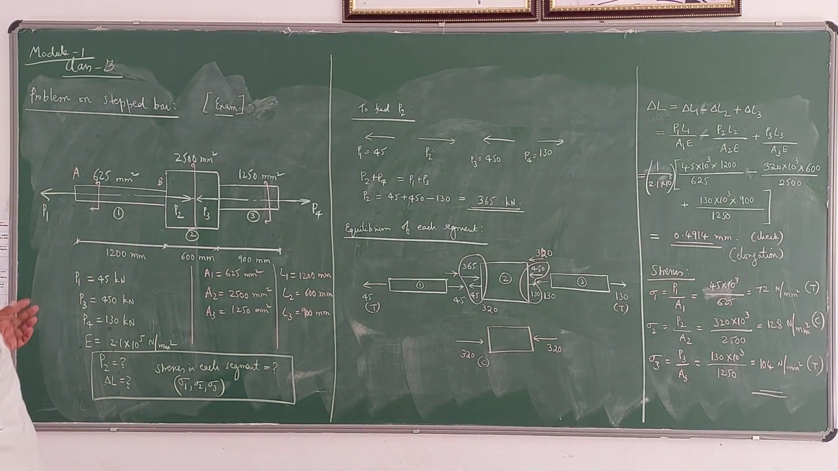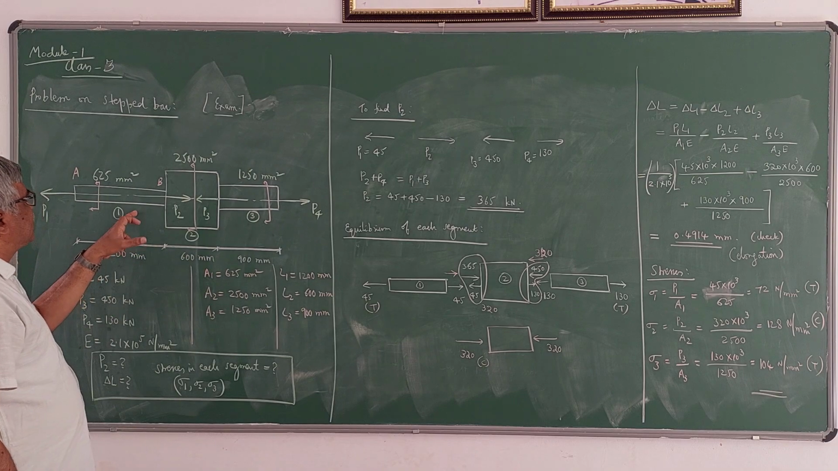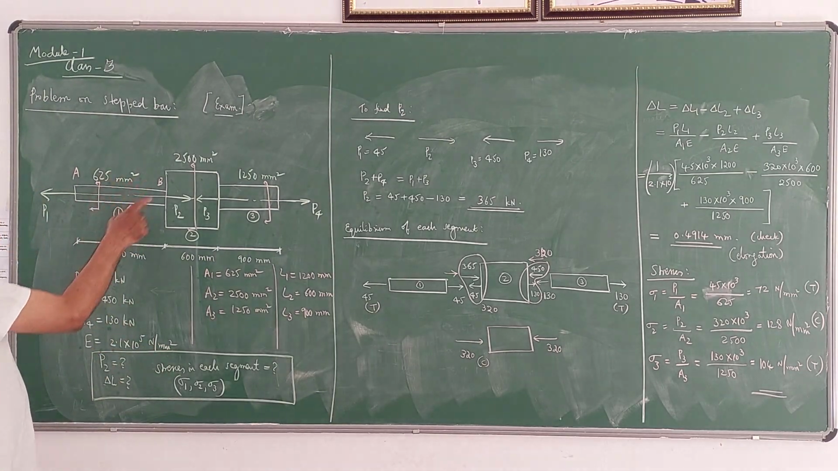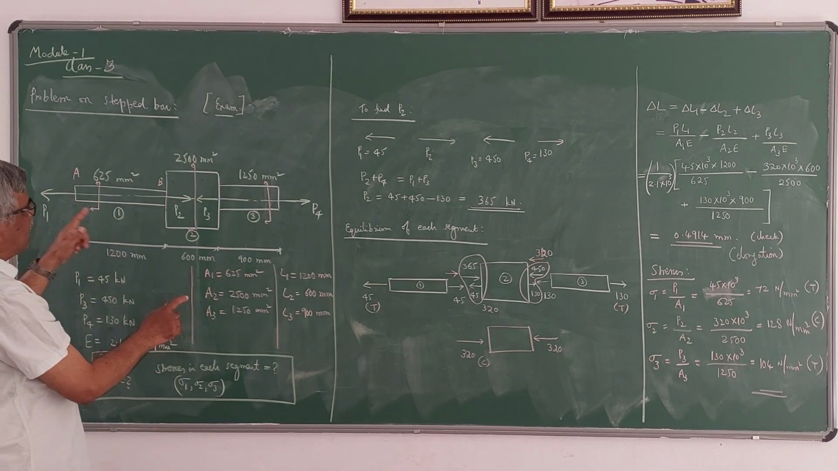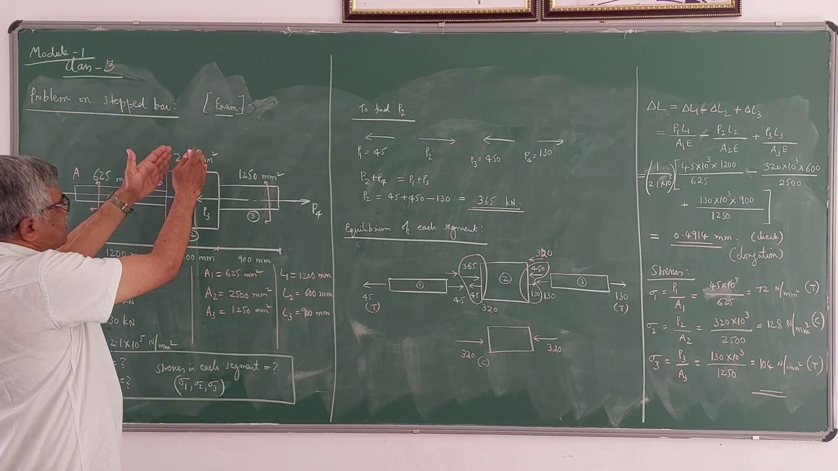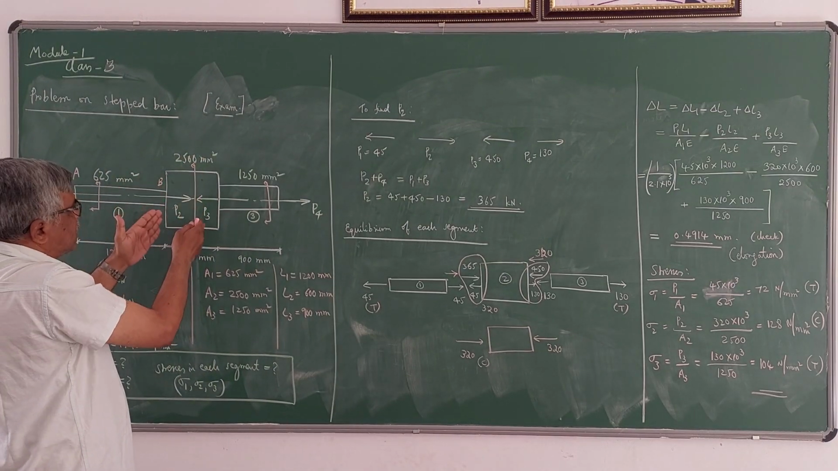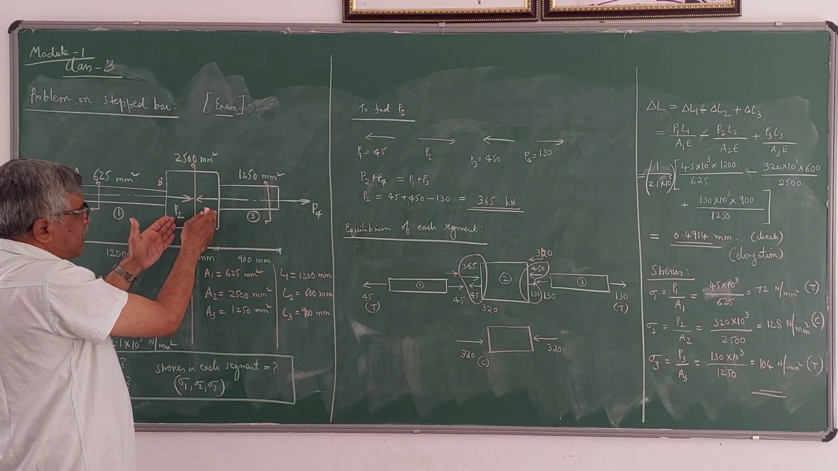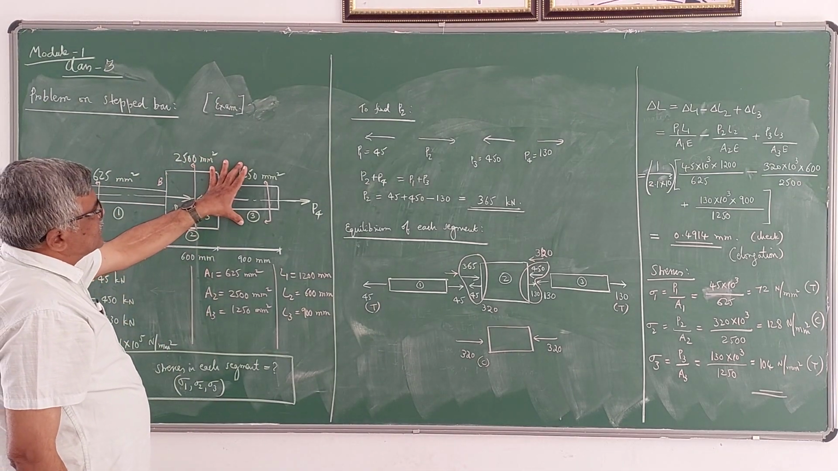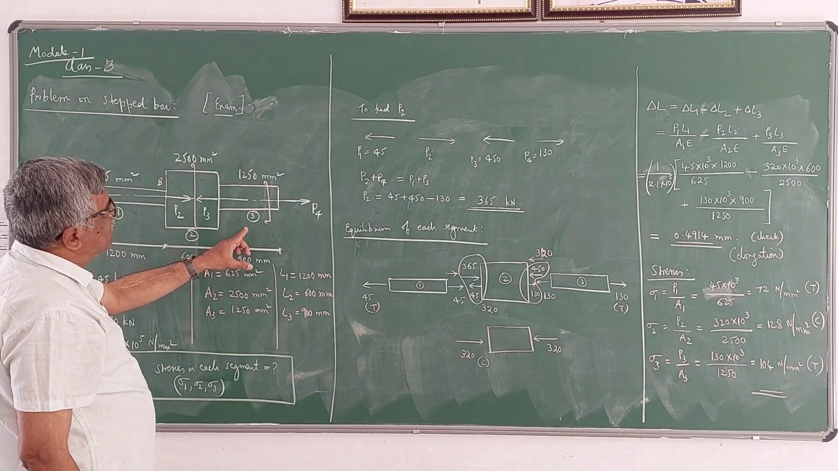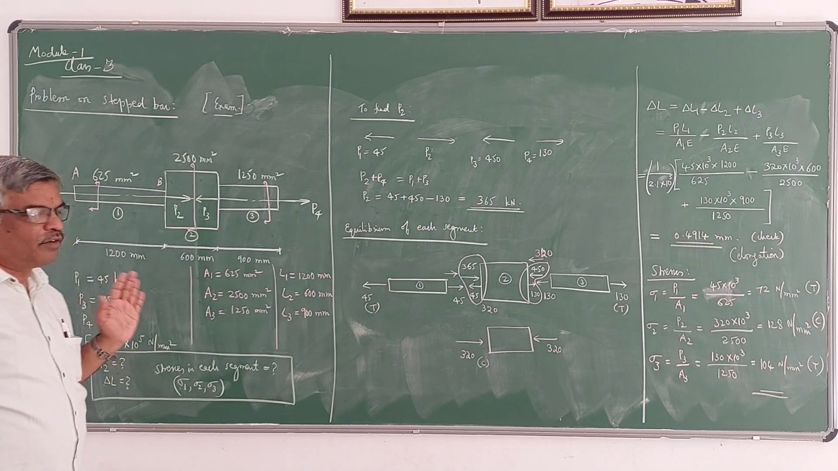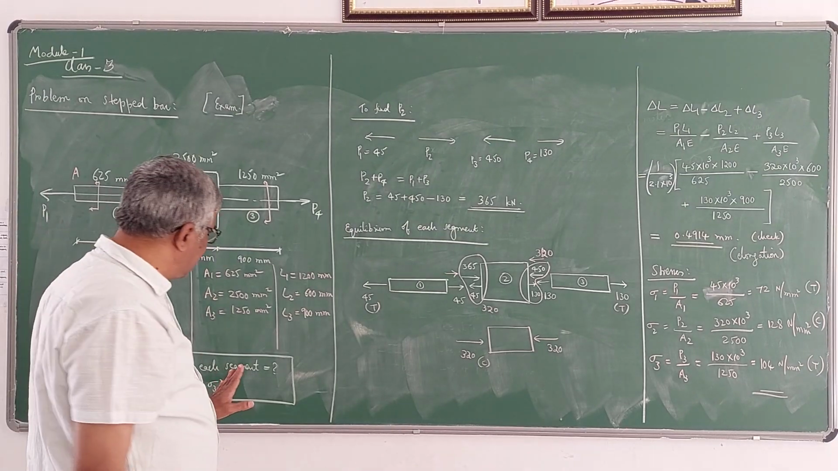So here, if I take the areas as A1, A2, A3, stress in this portion will be P1 divided by A1. Stress in the second portion will be the resultant force acting on this segment, which we have to find out, divided by A2, the area of this segment. Then stress sigma 3 is given by the force acting on this divided by the area of this portion. That is how we calculate the stress values.